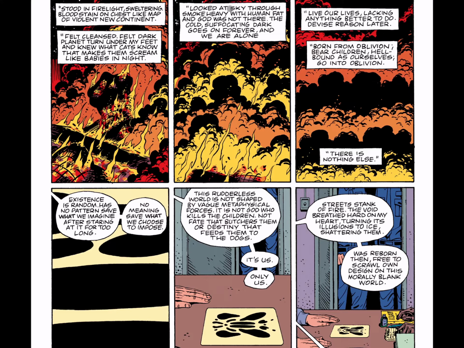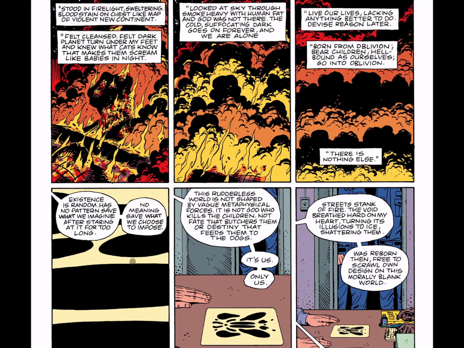There's no inherent meaning. There's no God-given structure. We are cosmically isolated from any sort of inherent meaning. We live our lives lacking anything better to do, devise reason later. So that's that idea, right? Existence precedes essence. Our existence comes first, and then we have to come up with some sort of meaning later. We come out of oblivion, and then we go back to oblivion.